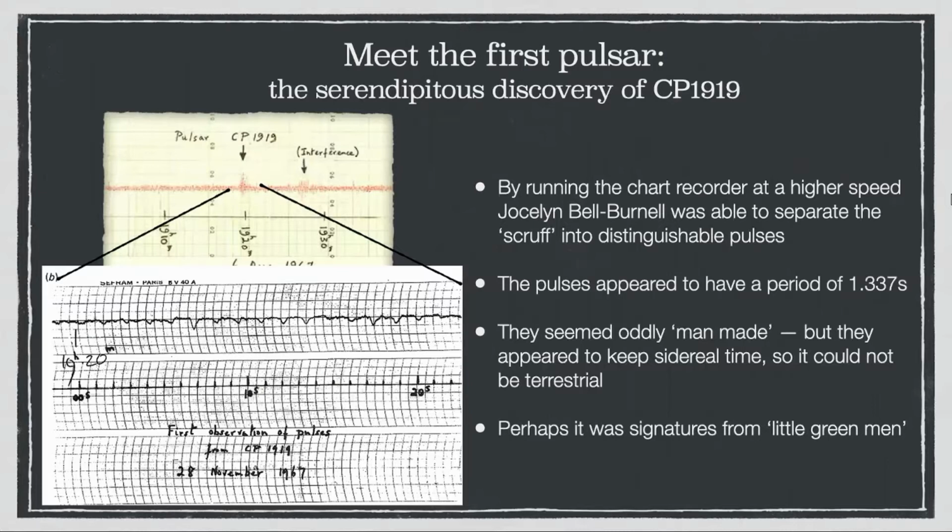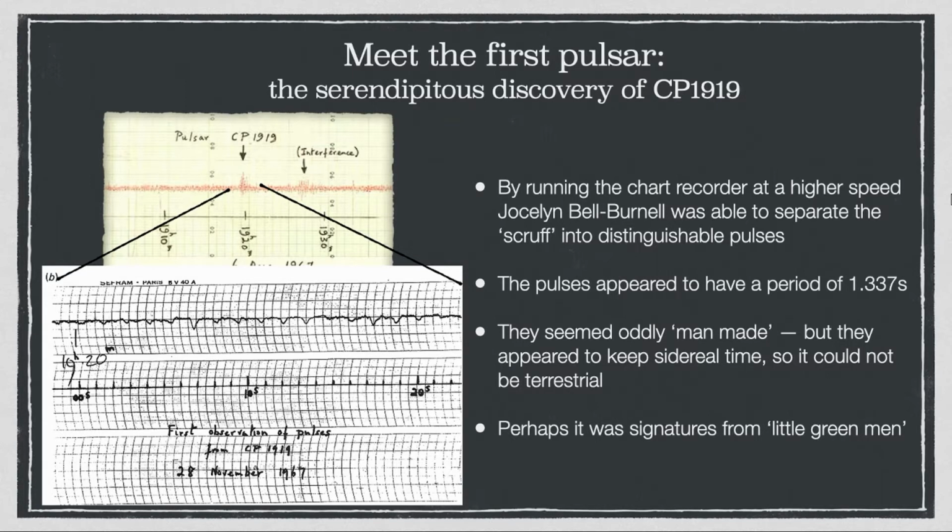But before she could fully rule out that it was man-made, she had this clever idea of running the paper through the pen chart recorder faster. You can imagine that if you speed up the rate at which the paper moves through the pen chart recorder, the pen still has to go up and down, but the paper underneath it is moving faster. And so basically you stretch out the signal.